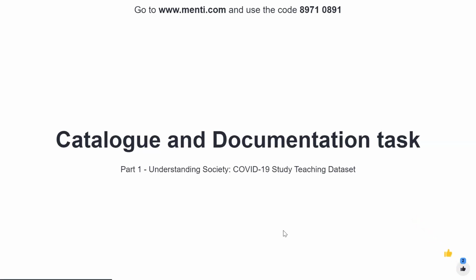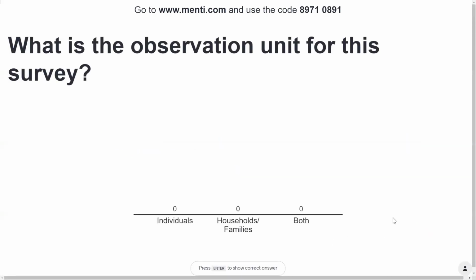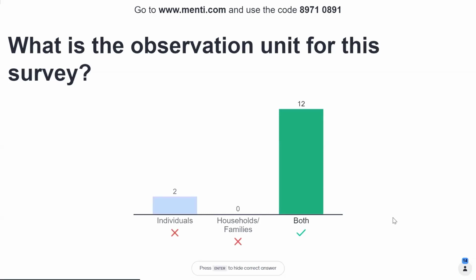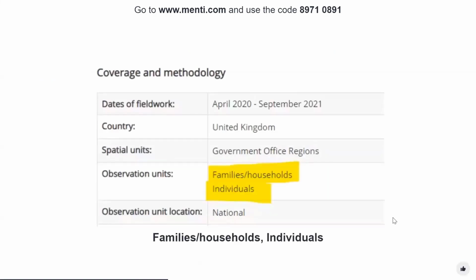So I can see from the thumbs up that some of you have joined. The first question was, what is the observation unit for this survey? Is it individuals, households, families, or both? I'll give everyone a minute to have a go at answering that. Okay, it looks like everyone that's logged into Mentimeter has answered, and feel free to log in whenever you've finished having a look as well. The correct answer is both, and you can find this under the coverage and methodology section on the data catalog page. If you scroll down, you can see the observation units there.